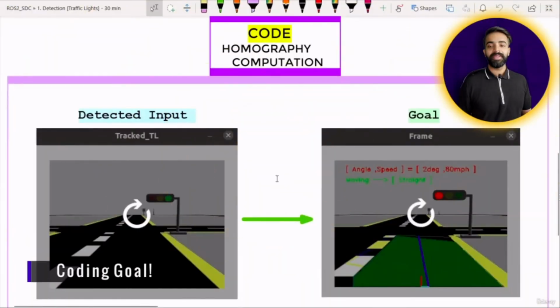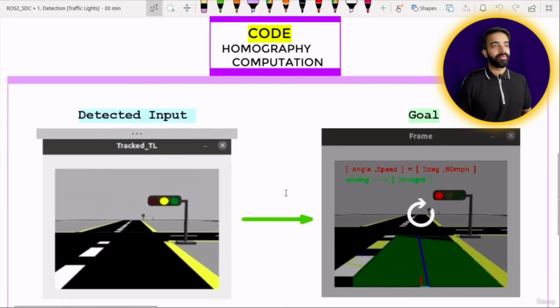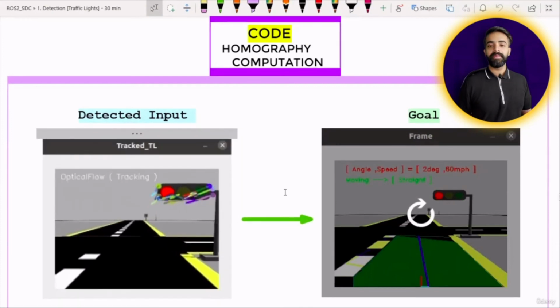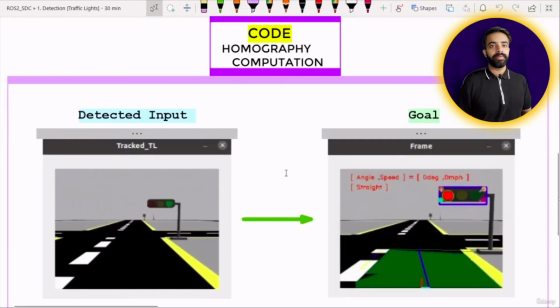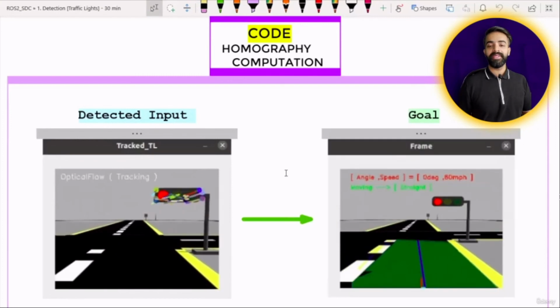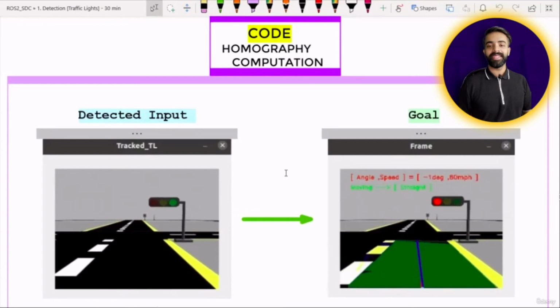Coding the final piece of the puzzle, we will have the track points from the optical flow tracking algorithm as an input. We will be using homography estimation to estimate the track region of interest as an output. This region of interest will be used to retrieve the state of the traffic light, continuing the process until tracking fails.